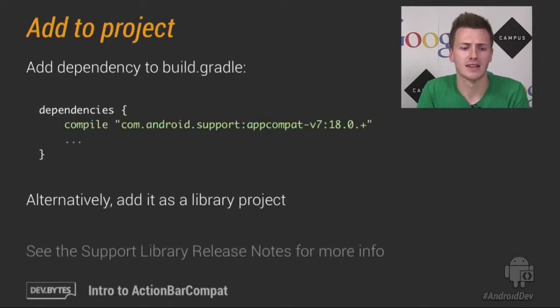So how do you actually go about adding it to your application? Well, there are two ways we support. First is via Gradle, and it's been added to the Android support repository, which means it's a one-line change to your build.gradle, as you can see here. Or alternatively, you can add it as a library project. You should have a look at the support library release notes for more information on both of these.